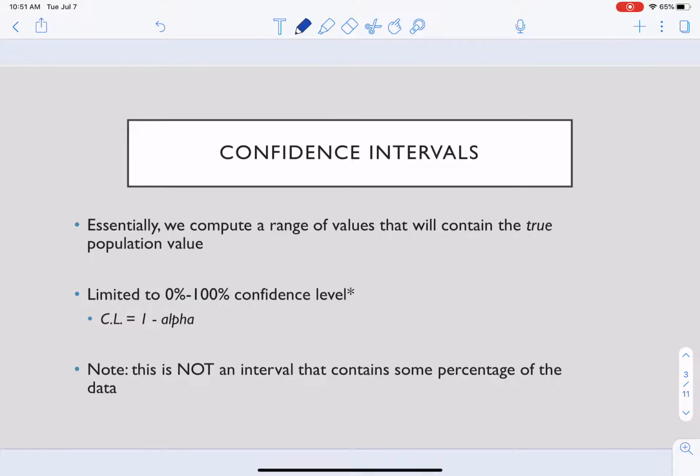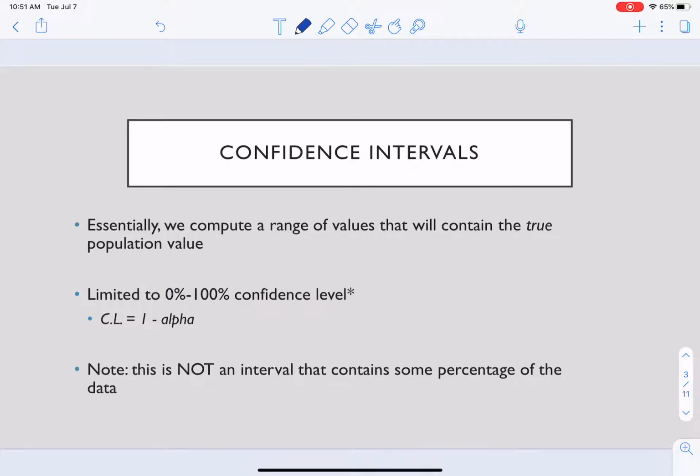Because if we had a 0% confidence level, that would mean that we would have to have an alpha of 1 for this to work out, which is never going to happen. Same thing the other way: if we had a 100% confidence level, that means that we would have to have an alpha of 0, which never occurs. But we can get close. We can get close to 100 and close to 0, but never exactly. So it's more of this kind of thing.